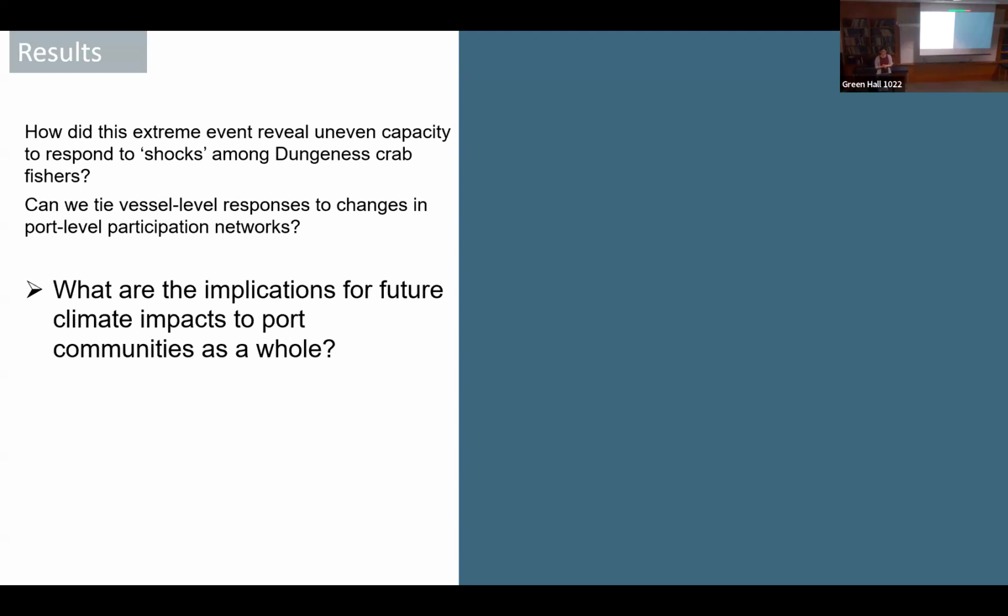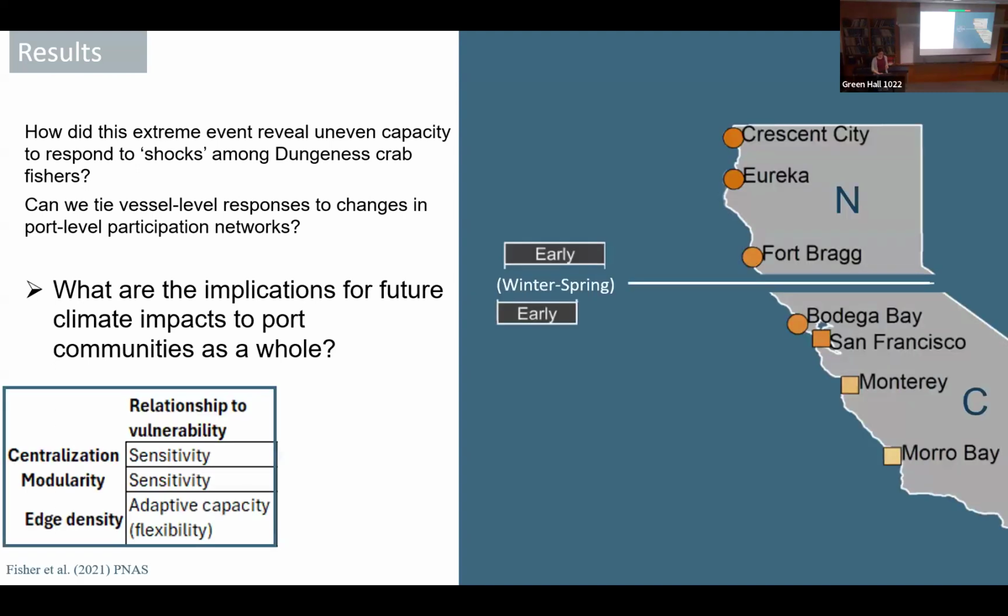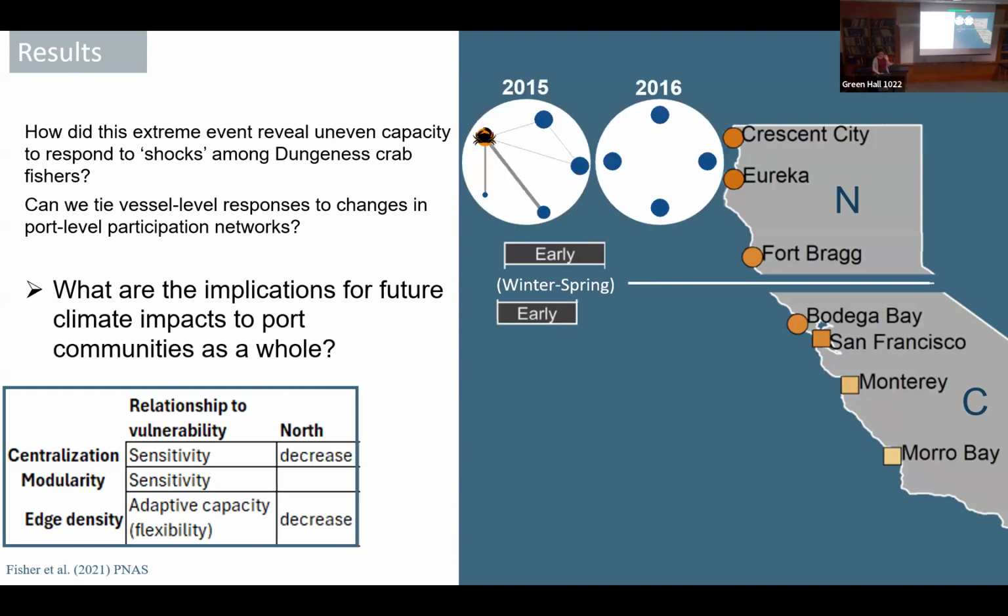But we can also ask, in a future with more frequent marine heat waves and more intense harmful algal blooms, what if Dungeness crab vessel operators were to more permanently adopt some of those alternative fishing practices that we saw during the 2016 closures? And so let's just go back to those early season networks that represent winter to spring fishing activity. I'm going to summarize what I said before in this table on the bottom left.